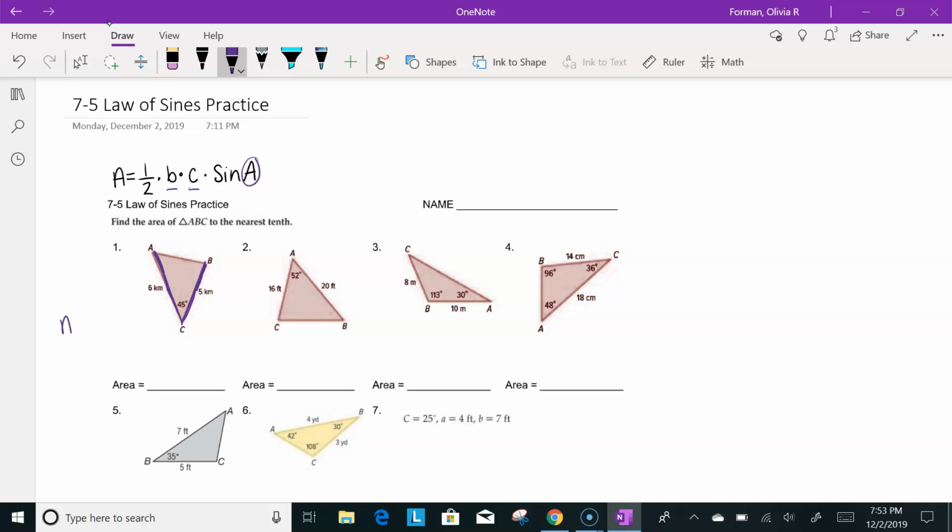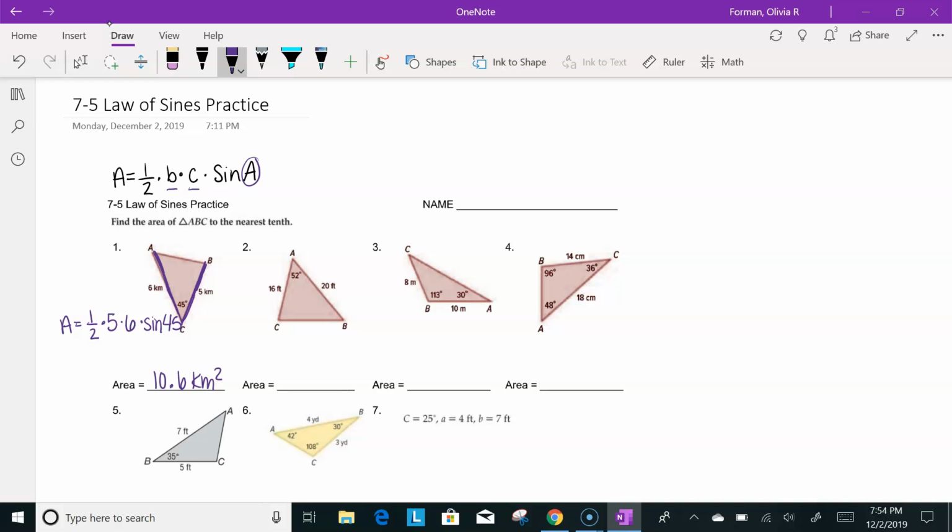The way I set it up, I say that my area is 1/2. The letters do not matter as much. I'm just going to take my 2 side lengths, 5 times 6, because those are the 2 sides, A and B, and then I'm going to use C. So sorry, C right there should be 45 degrees. I set it up like that. Now at this point, you can just type it in your calculator. 0.5 times 5 times 6 times sine of 45. And I get that is about 10.6 kilometers squared.